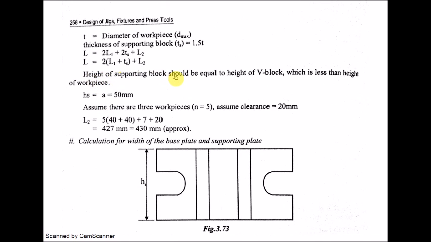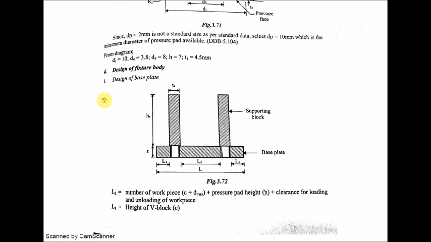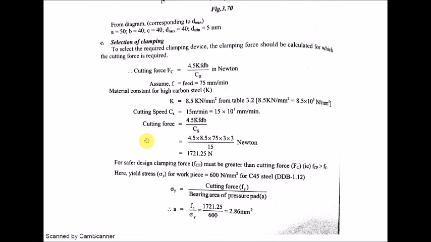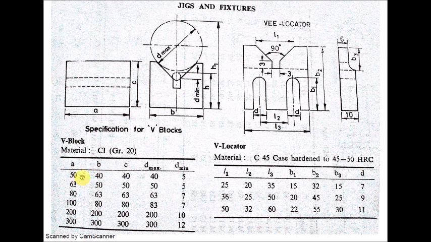So the height of the supporting block should be equal to the height of the V block, which is less than the height of the workpiece. So HS is equal to A. So this HS will be this value A, 50 mm. You can call this the length. This is the length of the V block. So this is the height of the V block, this is the width of the V block, and this is the length of the V block.